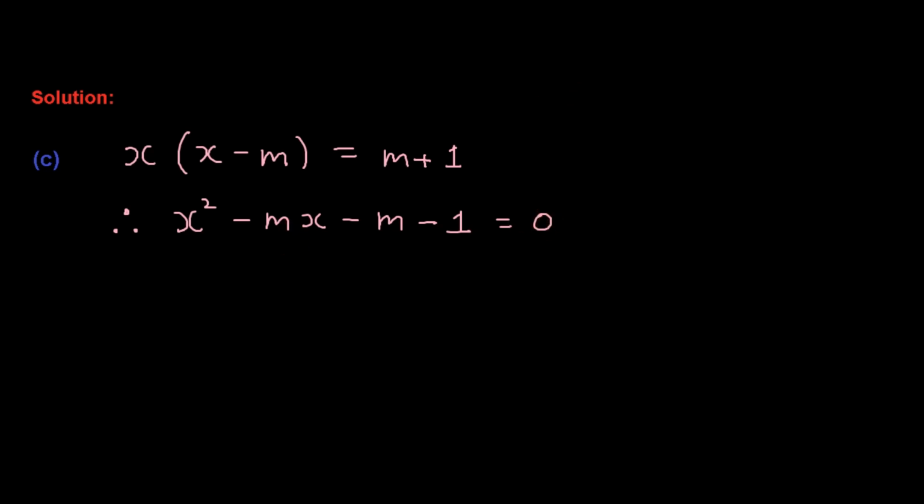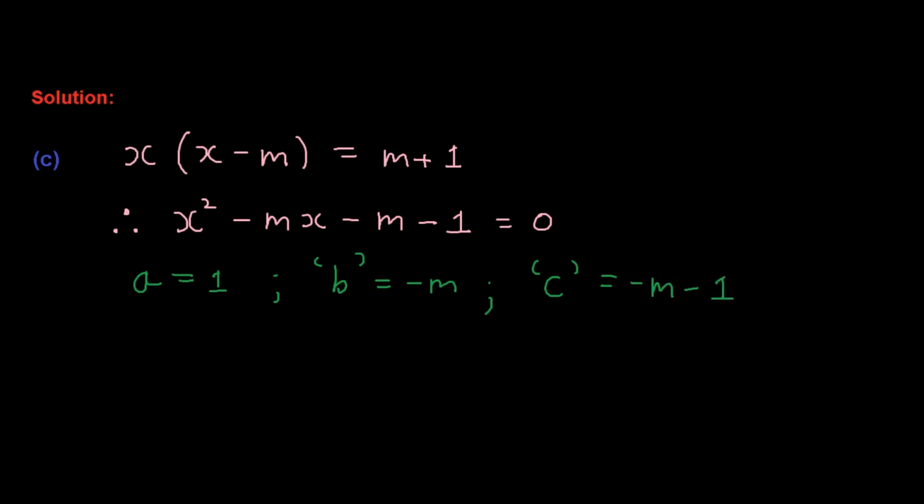Now we can write down the values of a, b, and c. A is the x squared coefficient, which is 1. B is the x coefficient, which is negative m. And c consists of all the terms without an x in it. So c in this case will be negative m minus 1.